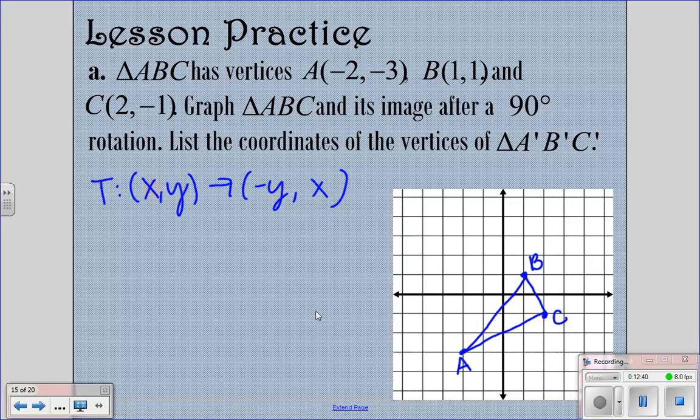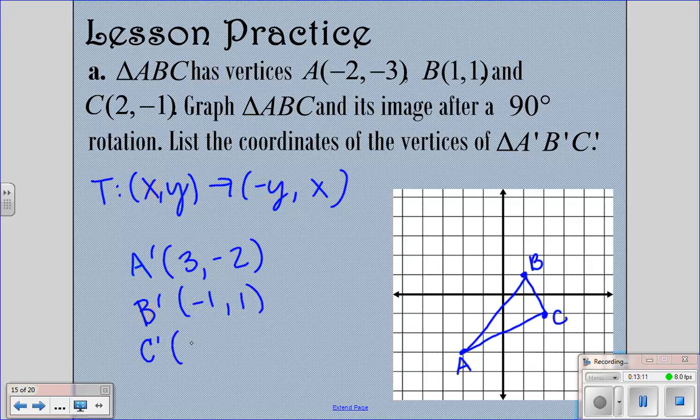So for our A, we have negative y. So our y value is negative 3. So A prime, negative negative 3 is going to be 3. And then our x value is negative 2. So that would be our A prime. For B prime, we have negative y, so negative 1, and then x. And then our C prime, we have negative y, so that'd be 1, and then x would be 2.